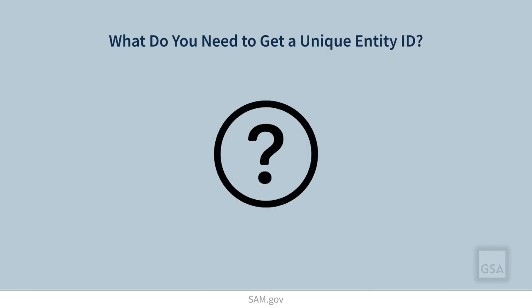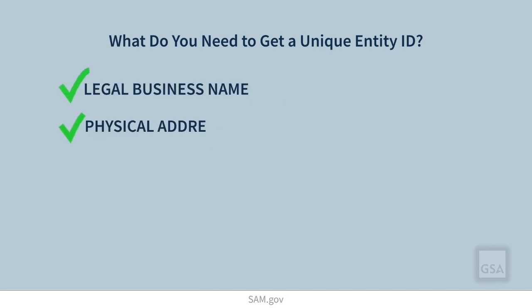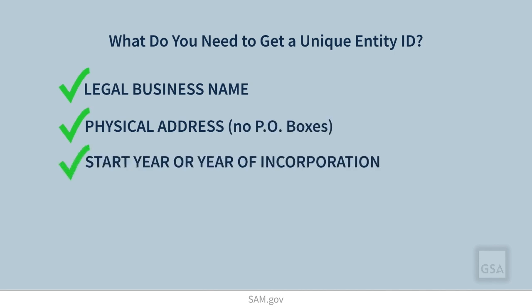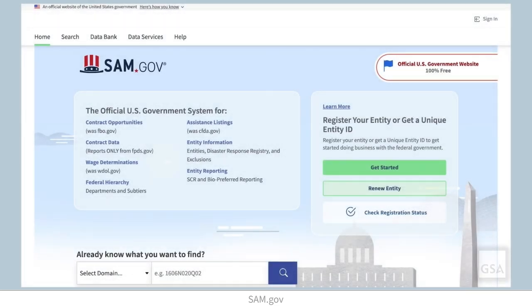Let's walk you through the steps to request a unique entity ID. Before we begin, make sure that you can officially document your entity's legal business name, physical address, start year or year of incorporation, state of incorporation, and your national identifier if your entity is based outside of the United States. You also need to set up a SAM.gov user account.